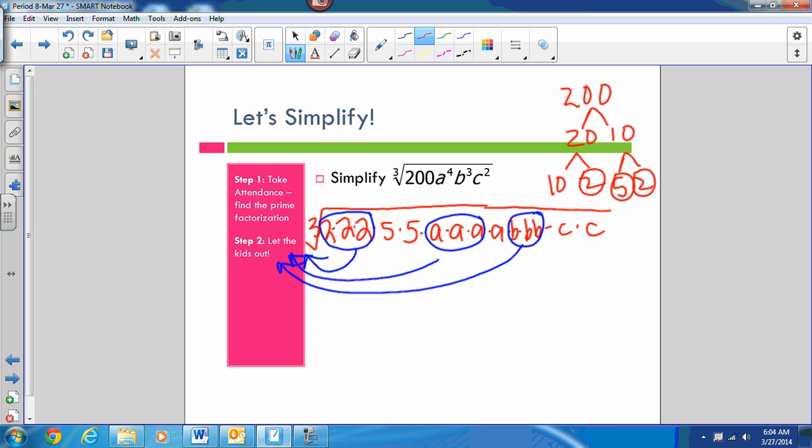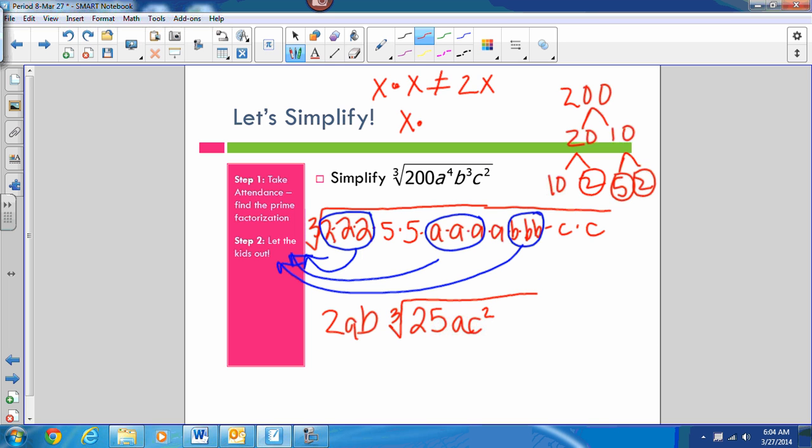And now I have on the outside 2AB cubed root of 5 times 5 is 25. A, and I didn't lose my C's, and C times C is C squared. Now, remember that, please, because X times X does not equal 2X. Remember, X times X equals X squared. That will be important on the practice problems, so don't forget that. Remember, you can plug in the number 3 here and prove that. 3 times 3 is 9, not 6, right?